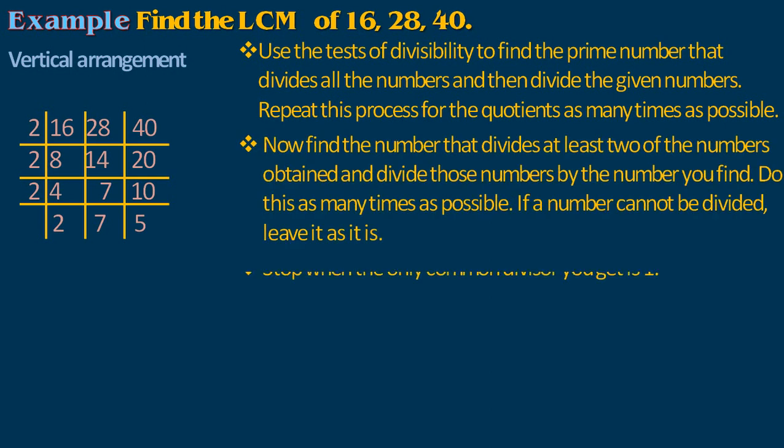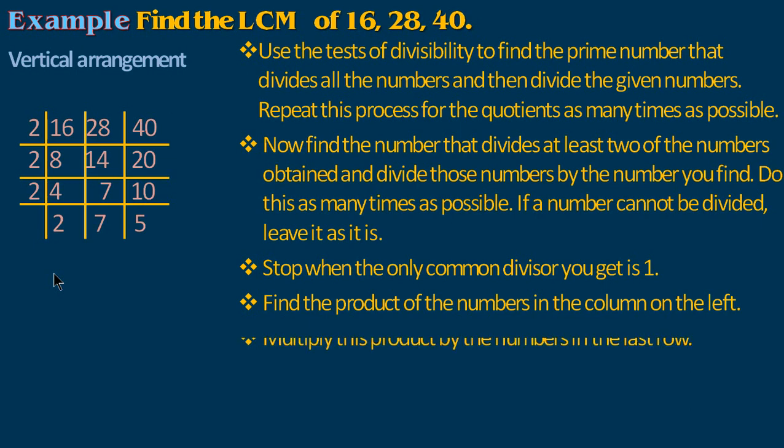Now we'll find the LCM for 16, 28 and 40. Now 2 is common for all. So 2 8s are 16, 2 14s are 28, 2 20s are 40. For the next line 8, 14, 20, again a 2 is common. 2 4s are 8, 2 7s are 14, 2 10s are 20. Again in the next line 4, 7 and 10. But 2 is common only for 4 and 10. So 2 2s are 4, 7 will be written as it is, and 2 5s are 10.